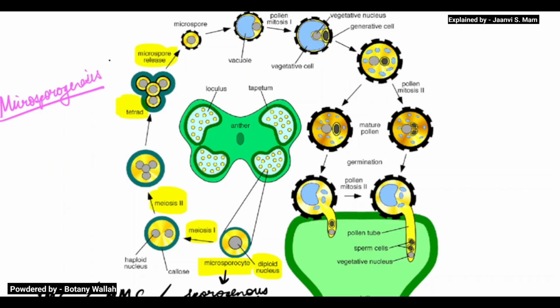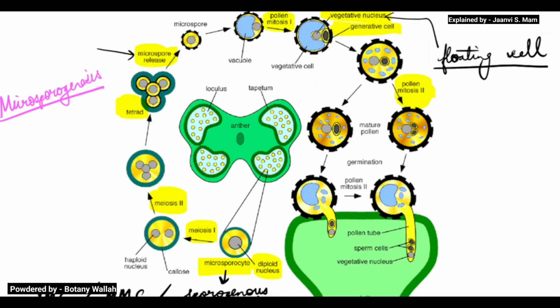Then the release of microspore occurs during dehiscence. Then you have mitosis 1 in the pollen grain, where you get the vegetative cell and the generative cell. Then you have mitosis 2. Now here they have written generative nucleus. Why generative nucleus? Because this is a floating cell, because it's not having any cell wall. It's directly floating in the pollen grain.